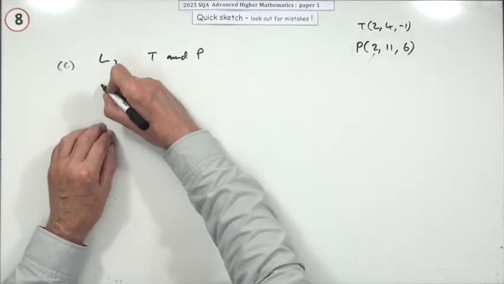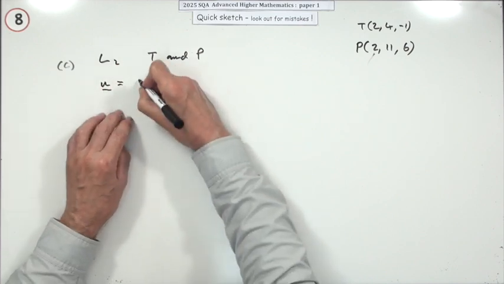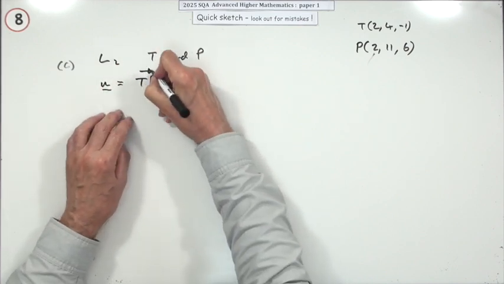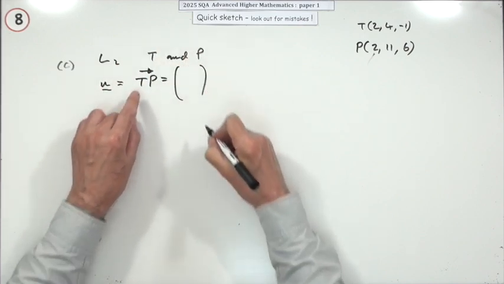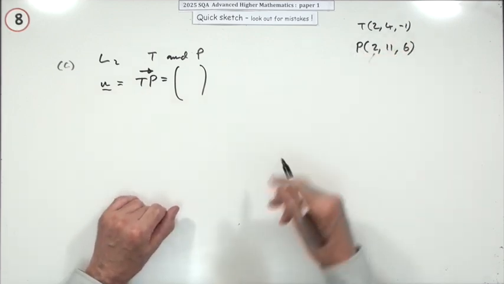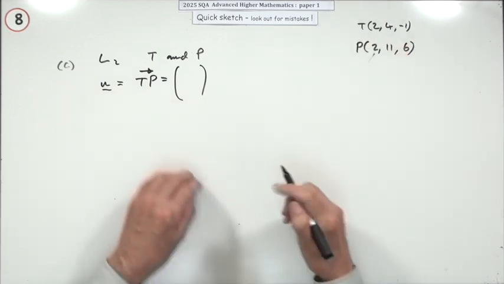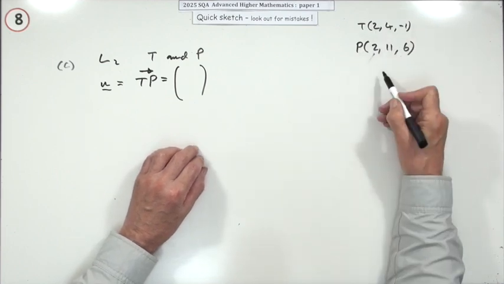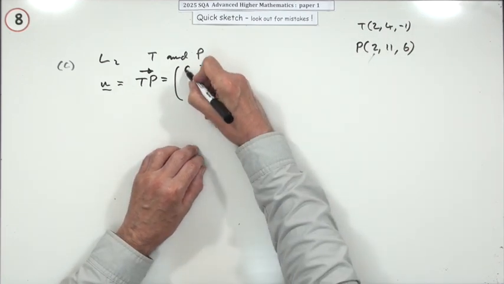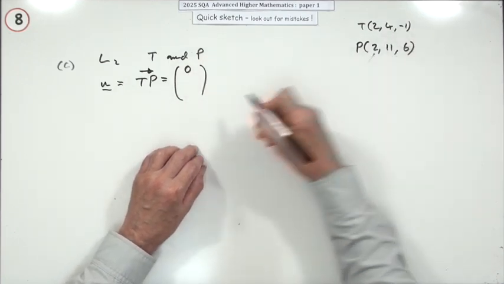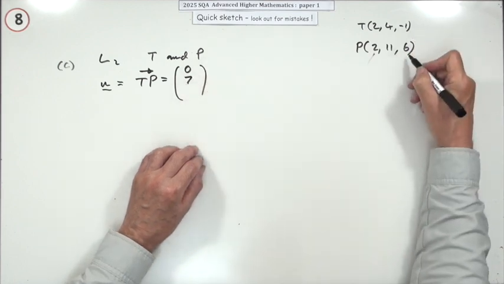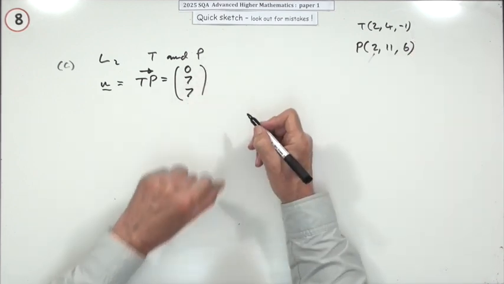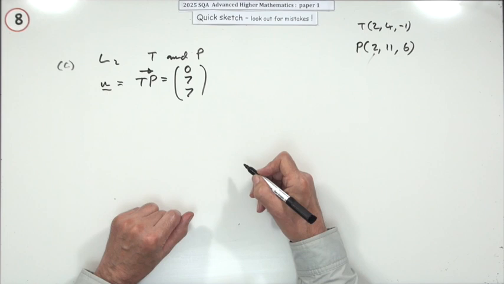So I'll need its direction. You can give it a name there, or you can just say, essentially, I just want to know what's the vector that goes from T to P, because that's the vector for the line. Well, you could use your position vectors, but you could read it just from this. If you go from 2 to 2, that's 0. If you go from 4 to 11, that's 7. If you go from -1 to 6, that's 7. So there's the direction vector of the line.